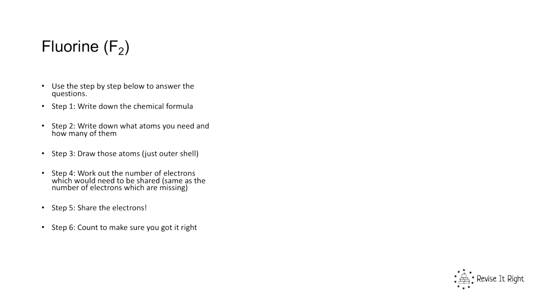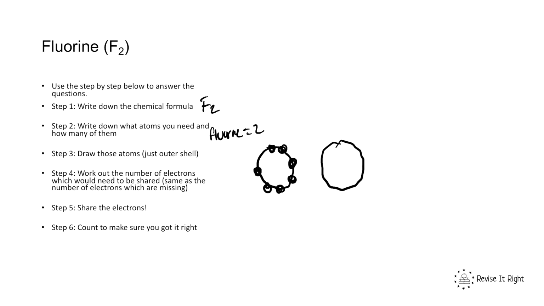So write the chemical formula, F2. Write down the atoms that we need. Well, we've got fluorine, and we actually need 2 of them. Draw those atoms, just the outer shell. So we just said that fluorine was in group 7, therefore 7 electrons in the outer shell. And our second fluorine, we're going to represent with a cross this time, so we don't get confused, 7 electrons. So they're the 2 outer shells.